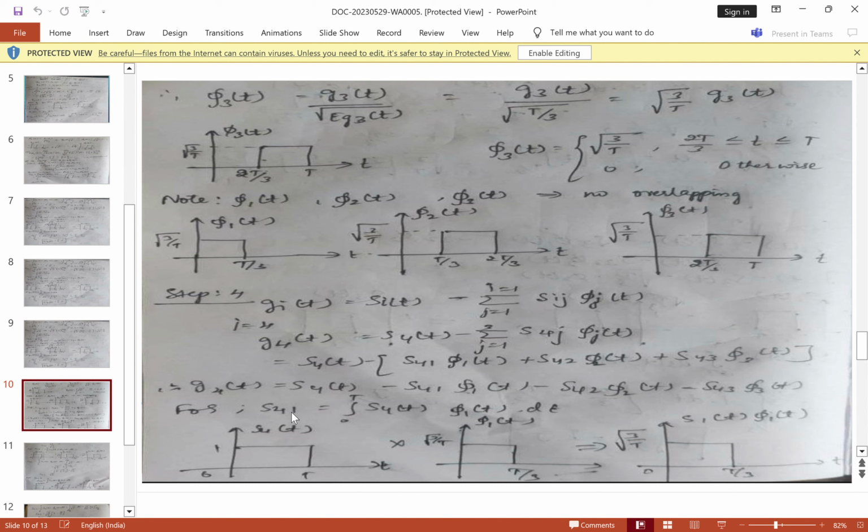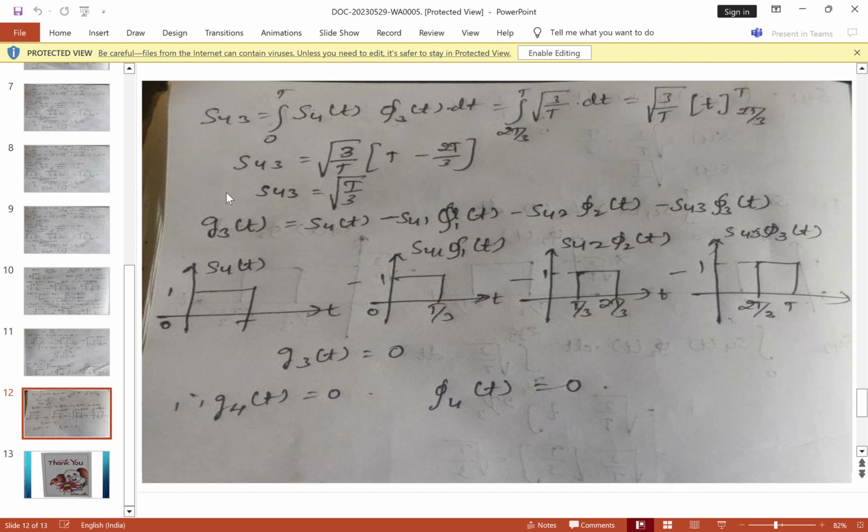S41 is equal to the integration from 0 to T of S4 of t psi 1 of t into dt, and similarly for S42. There are three such projections. And S43 is equal to the integration from 0 to T of S4 of t psi 3 of t into dt. Integration of 2 by 3 into root of 3 by T into dt is equal to root of 3 by T into the integral from 2T by 3 to T, so S43 is equal to root of 3 by T into T minus 2T by 3. S43 is equal to root of T by 3.